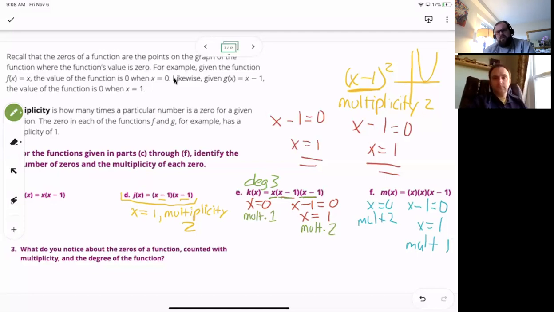If I add 1 and 2 together, I get 3. You do that for f also, because we've got an x and then an x minus 1. So that's degree 3, and 2 plus 1 is 3. So the sum of the multiplicities is the same as the degree, which is kind of a weird way to think about that. For D, we had multiplicity 2, and that's a quadratic, so that's a degree 2.